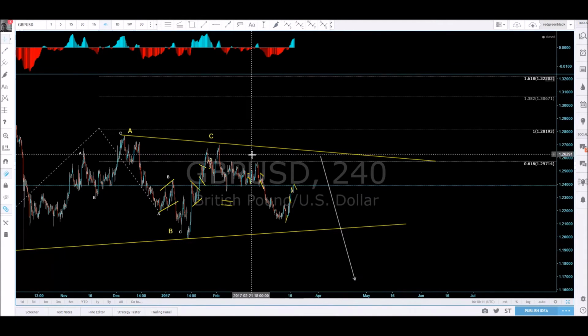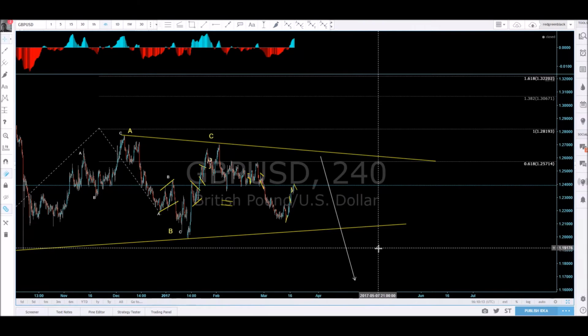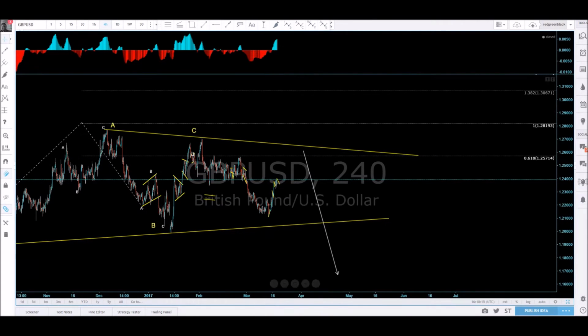I'm still bullish on the pound for the short term here, and I'm also still bullish on the pound for the long term after we get this move right here. Let's move on.